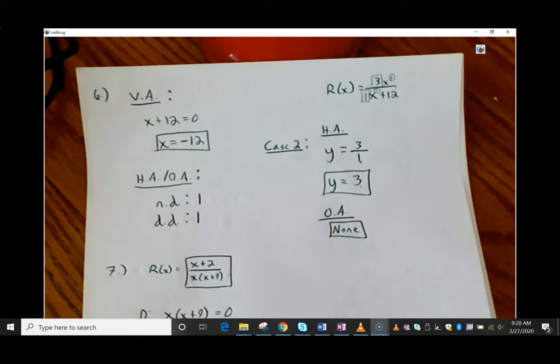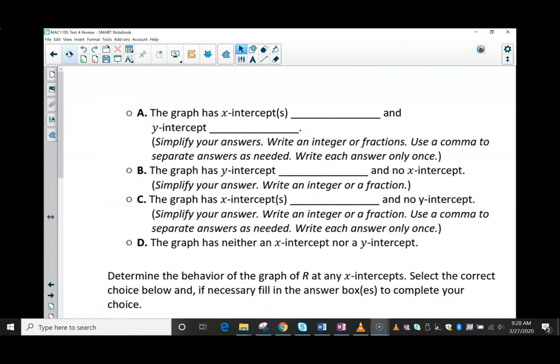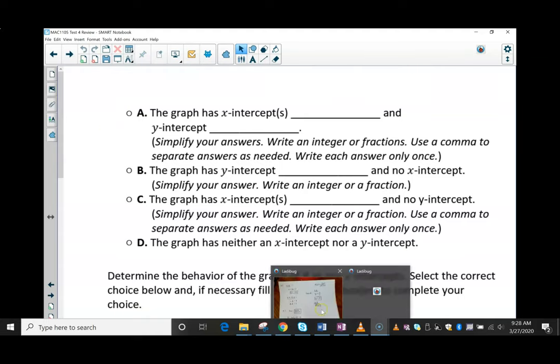So when we go back to this question right here, what's the new form? Where there isn't one. We want to select B because it's already in its lowest terms. Okay. So there's the answer to this one. There's no simplifying because it's ready to go. Now we want to locate the intercepts. That means it wants the x-intercepts and the y-intercepts. Okay, so let's go back to our problem and let's start talking about intercepts.